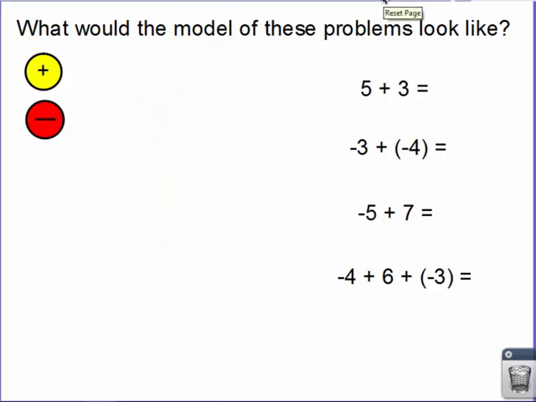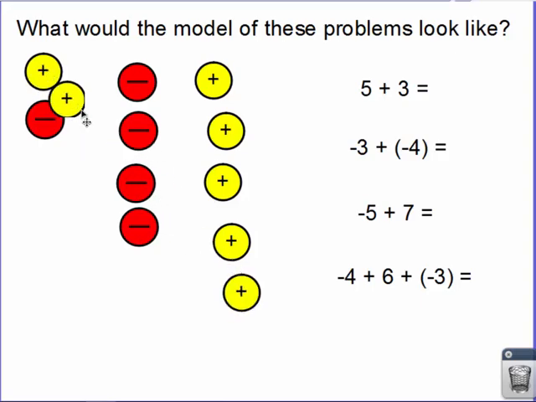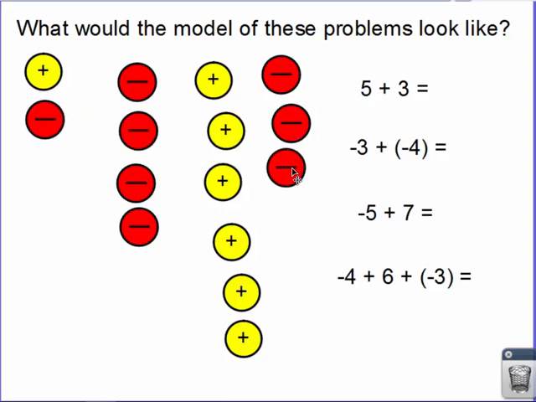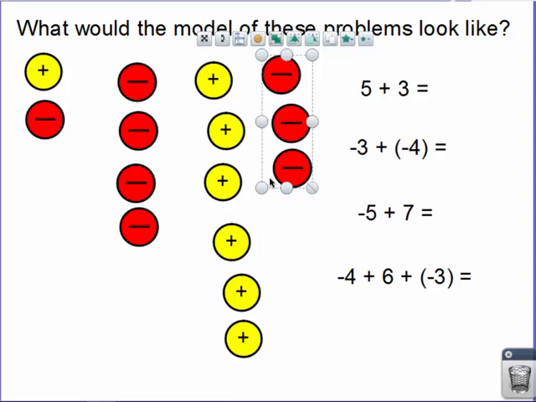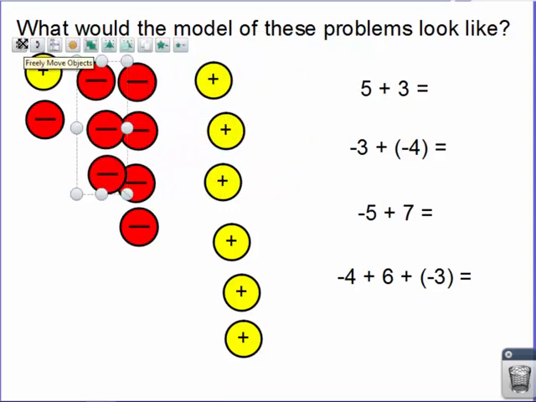So what about this last one? What if I have several numbers like that? So I've got 4 negatives. I've got 6 positives. And then I've got 3 more negatives. Well, if addition means put together, could I take these 3 negatives right here and put them together with these 4 negatives? So here I now have how many negatives altogether? I now have 1, 2, 3, 4, 5, 6, 7 negatives.